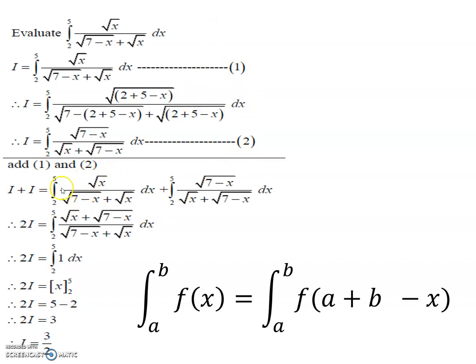Adding 1 and 2 we derive the integration from 2 to 5 of root x upon root of (7 minus x) plus root x. Simplification is going on. 2I is equal to the integral from 2 to 5 of 1 dx. What is the integration of 1? It is x, from 2 to 5. So 5 minus 2 is 3. So I is equal to 3 by 2, which is the final answer for the integral from 2 to 5 of root x upon root of (7 minus x) plus root x dx. In this way we have to use this property and derive the final answer.